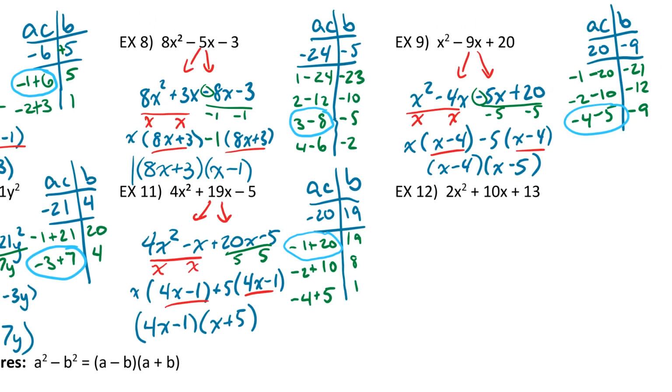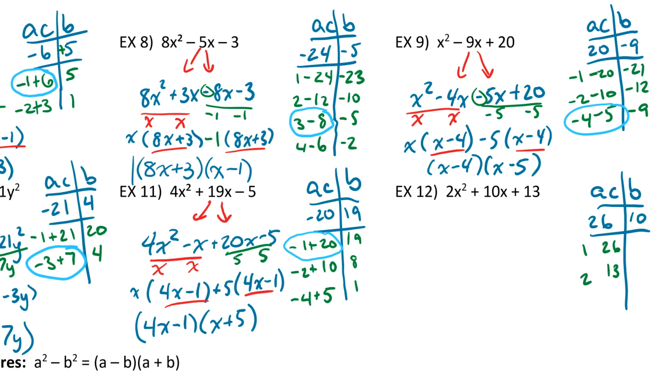All right, last one of these. So, like always, start with the chart. 2 times 13 would be 26, and B would be 10. So factors of 26 would be 1 and 26, 2 and 13, and that's it.